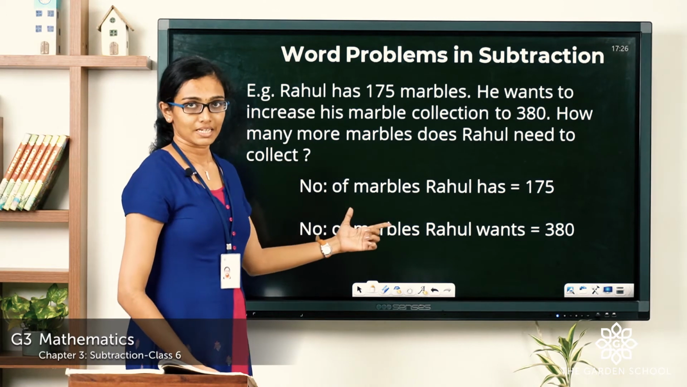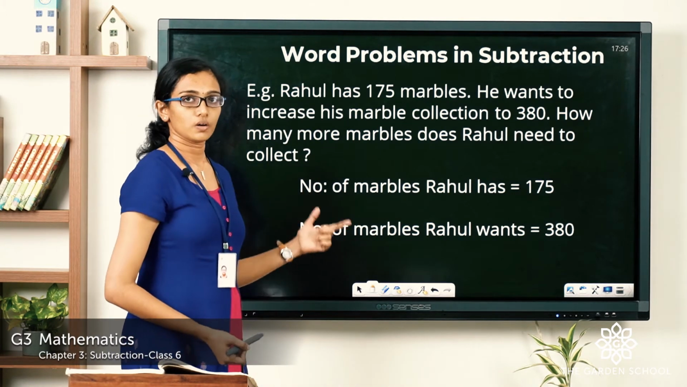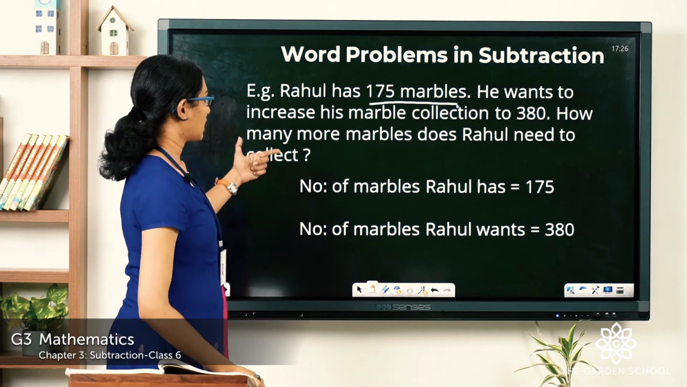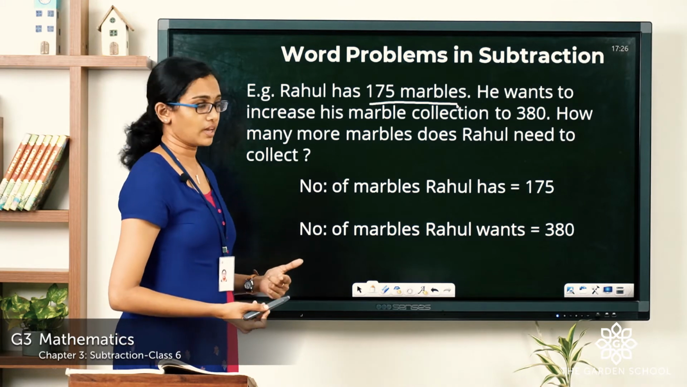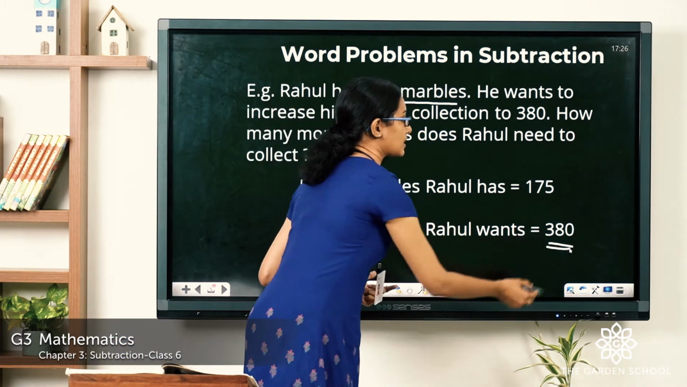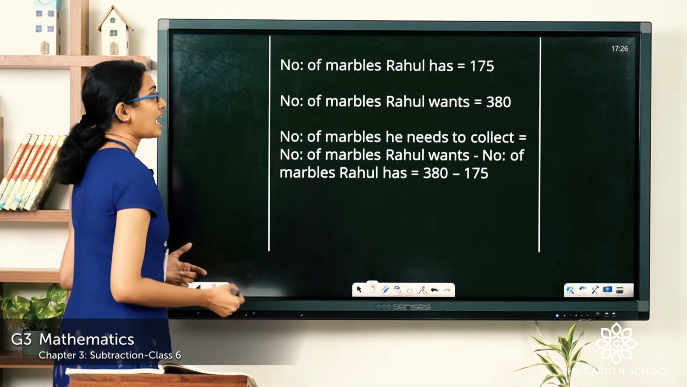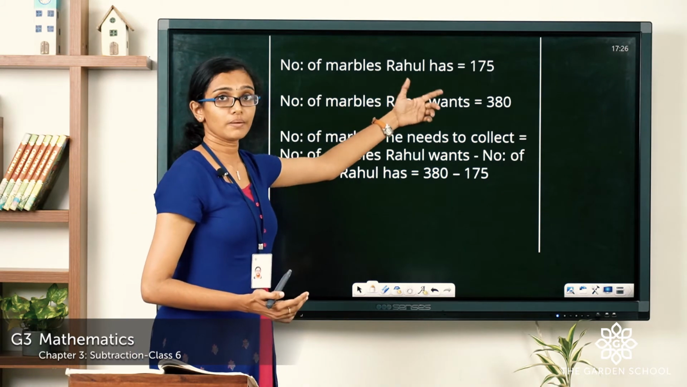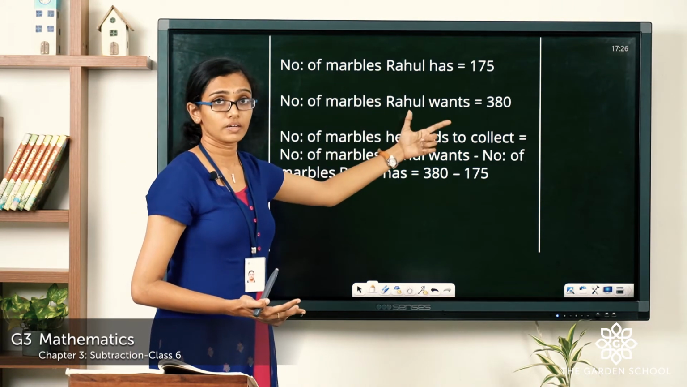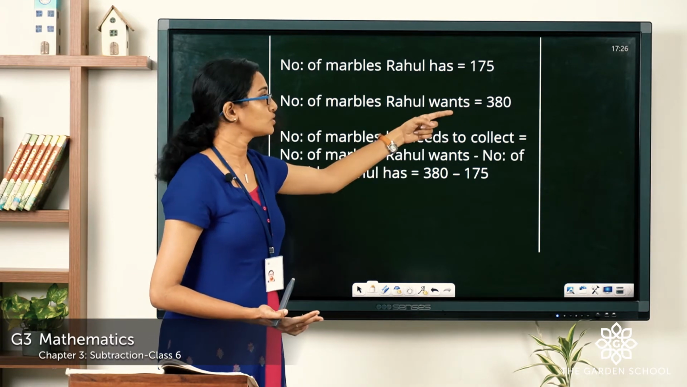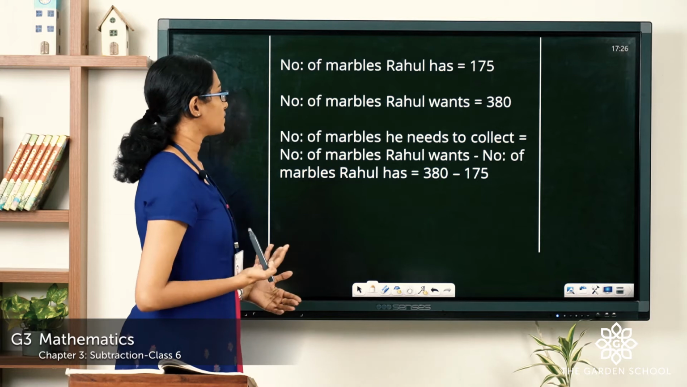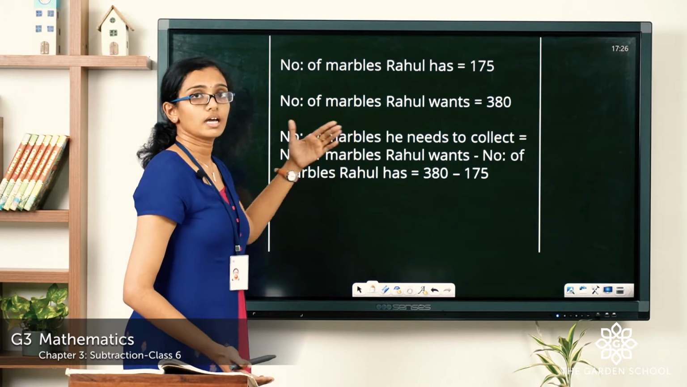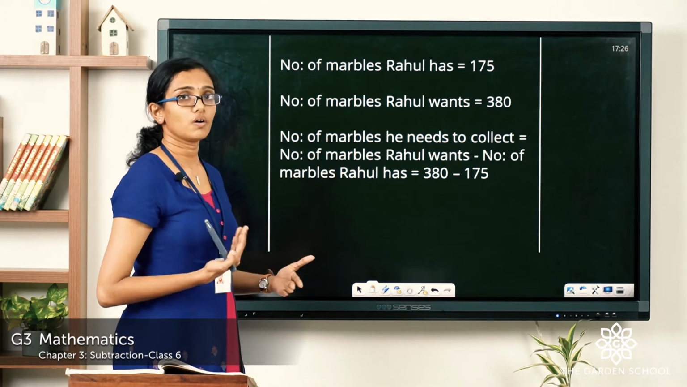From the question we can write the number of marbles Rahul has, which is 175 marbles, and the number of marbles Rahul wants to have, that is 380. Now we have to find out how many more marbles he needs to collect so that the 175 marbles he already has can be made up to 380 marbles. So what do you have to do? You have to subtract the number of marbles he already has from the number of marbles he wants.